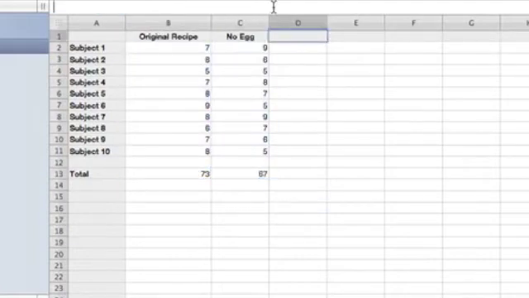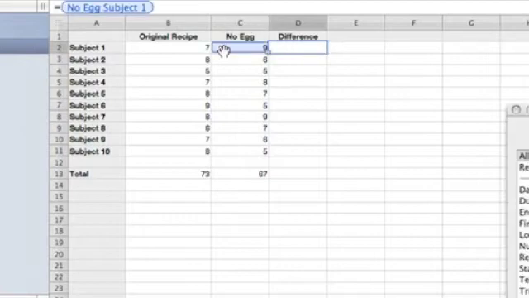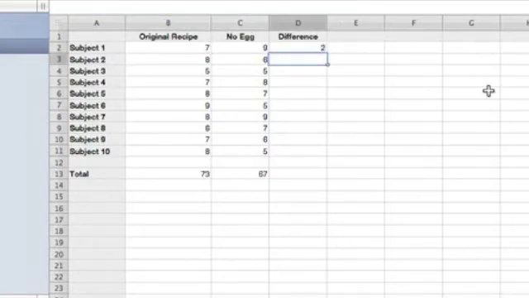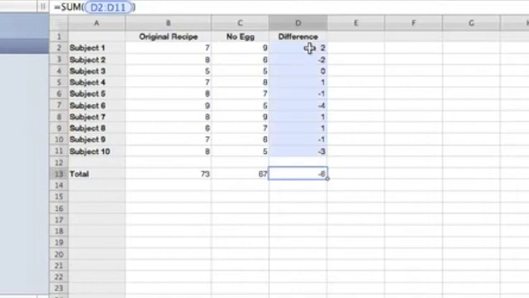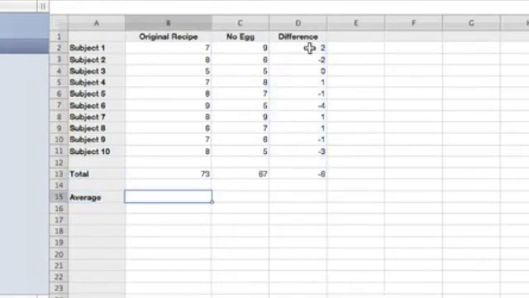Alright, next step is to create a difference column. I'm going to just enter in the formula that I want the second score minus the first score. And I'm just going to put this for all the columns. And then I can also put the total for this column. And now I'm going to create the averages for each column also just by dividing by 10 because we have 10 subjects.